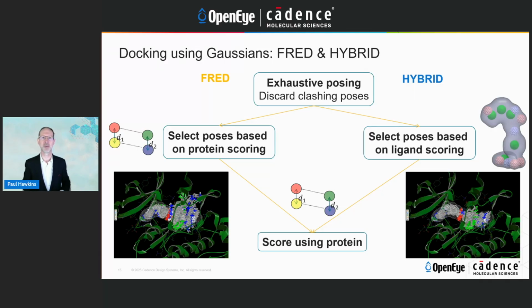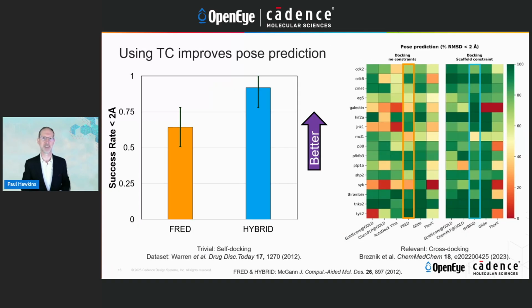So that has two important consequences for performance in docking. One, the pose prediction performance rises significantly. On the left, a fairly trivial case, self-docking. You take the molecule out, and you dock it right back into its own shape and color. It works really well. Very high success rate.